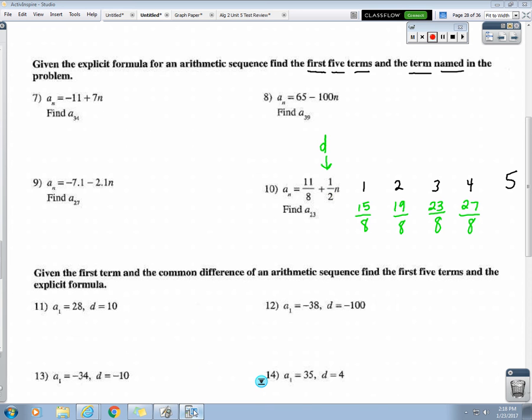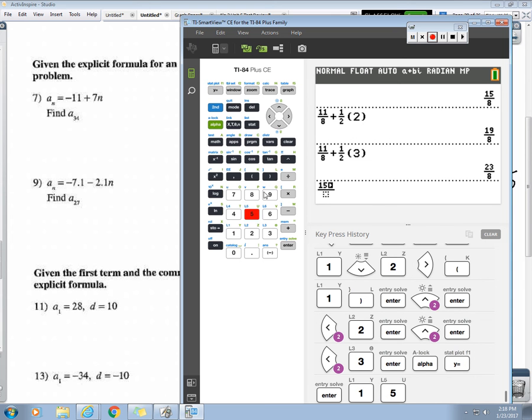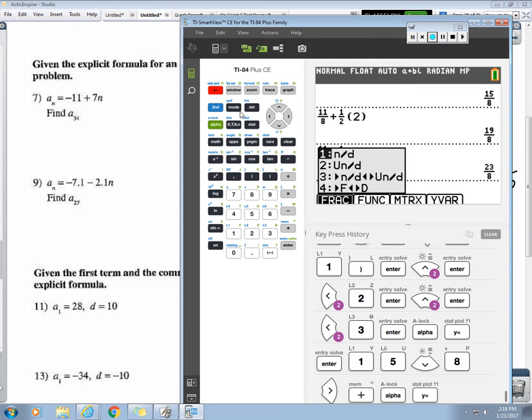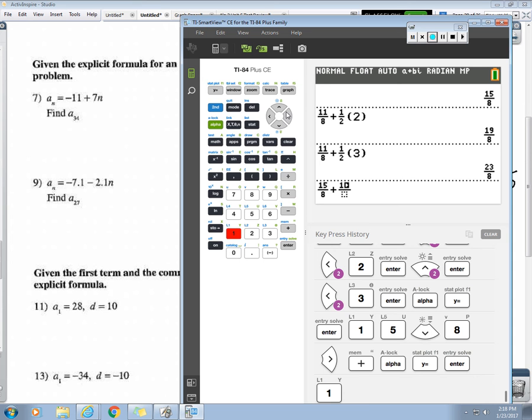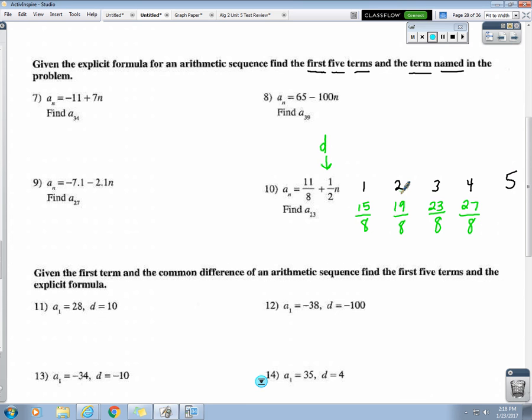15 over 8 plus 1/2. 15 over 8, alpha y equals, plus 1/2. Isn't that 19 over 8? And wasn't that the next term? See, each term they're adding 1/2. So what would the fifth term be? 31 over 8. Because 27 over 8 plus 1/2 is 31 over 8.